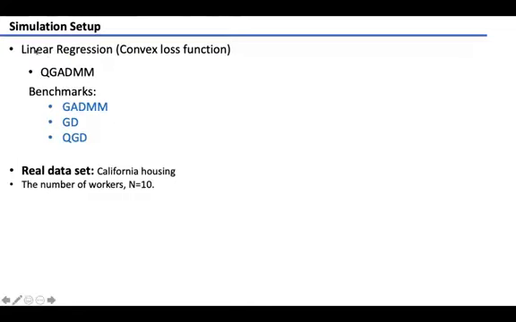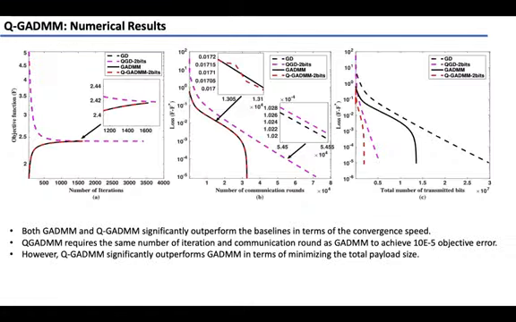We now describe the simulation setup and simulation results. We conducted an experiment using linear regression, and we compared with GADMM, gradient descent, and the quantized version of gradient descent using a real data set. Now I describe the simulation results. As we can see from subplots A and B, both quantized GADMM and GADMM require the same number of iterations and the same number of total communication rounds to achieve the objective error of 10 to the minus 5, and they both significantly outperform the considered baselines.